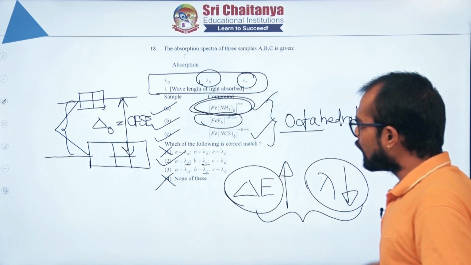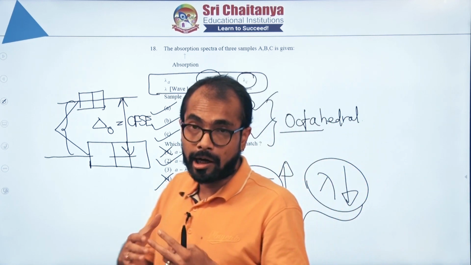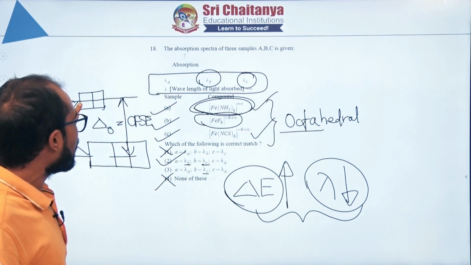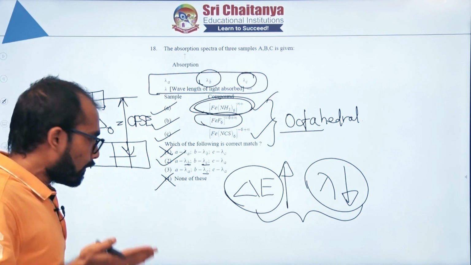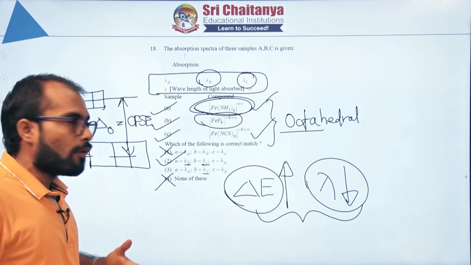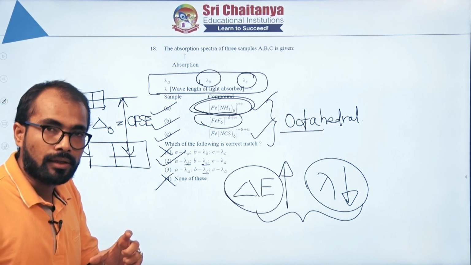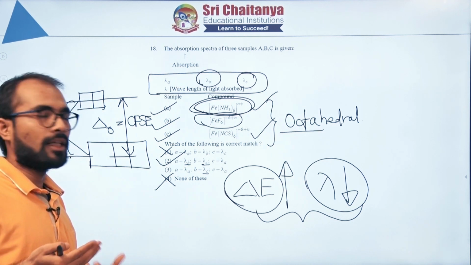Simple logic. What is the logic? You have to see the ligands. If the field strength of the ligand increases, the gap between the split d orbitals will increase, and if the gap is more, then which photon will they absorb? They will absorb a photon of lesser wavelength or greater frequency, right. So, that is the key here.